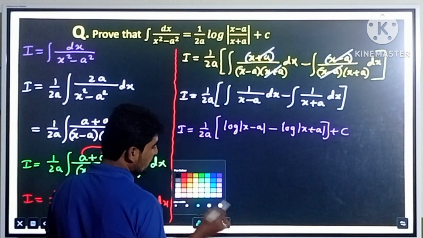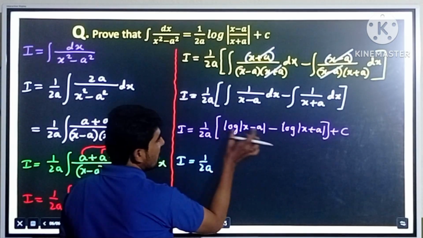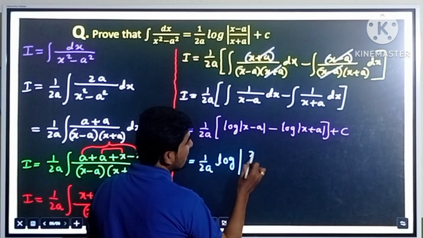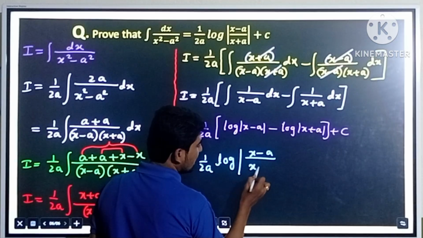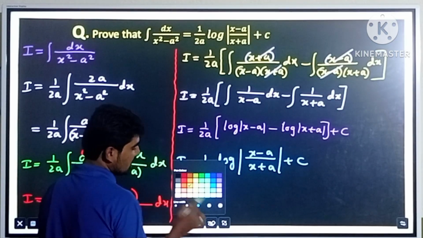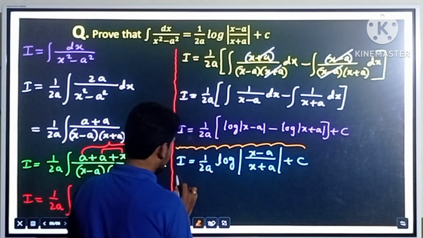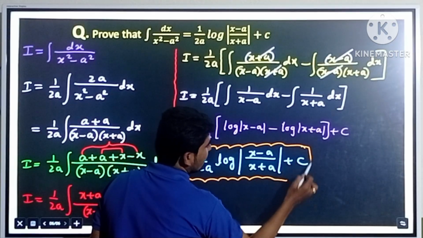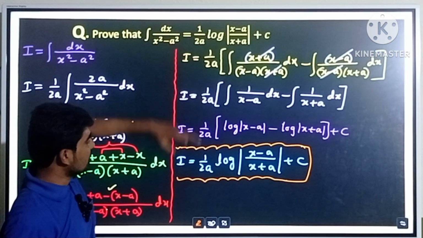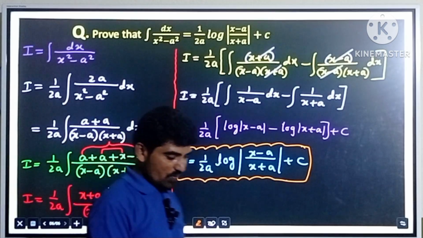Therefore, again by using the property of log, log m minus log n can be written as log m by n, where m is x minus a and n is x plus a, plus integral constant c. I is equals to 1 by 2a into that. And this is the required answer: 1 by 2a log of x minus a divided by x plus a plus c. See here, integration of dx divided by x square minus a square is 1 by 2a log of x minus a divided by x plus a plus c. I hope all of you understood.